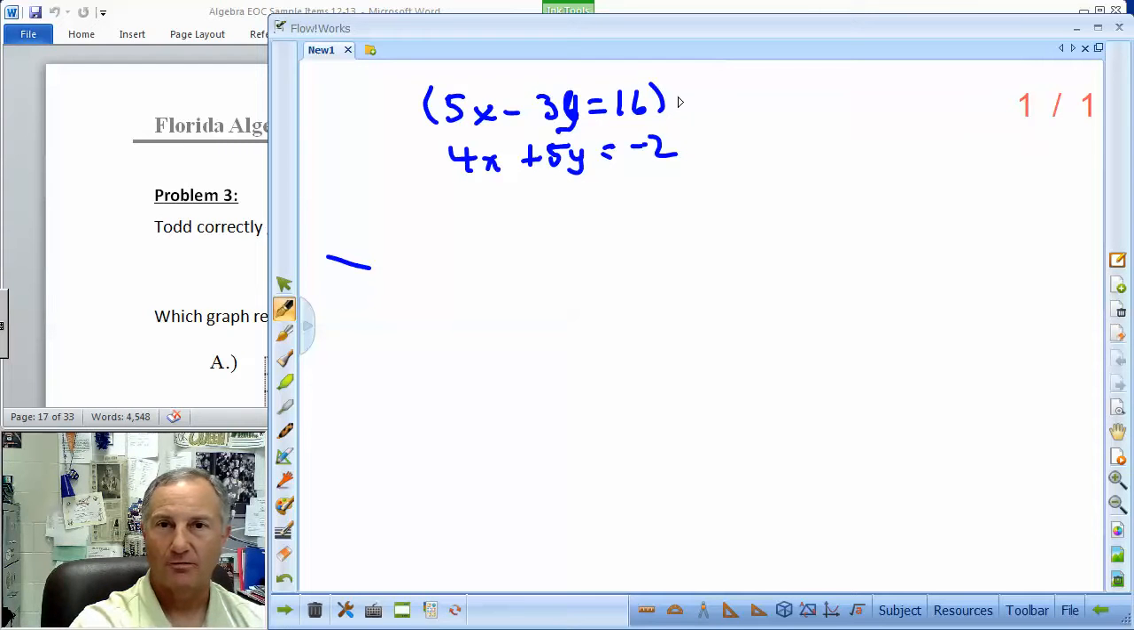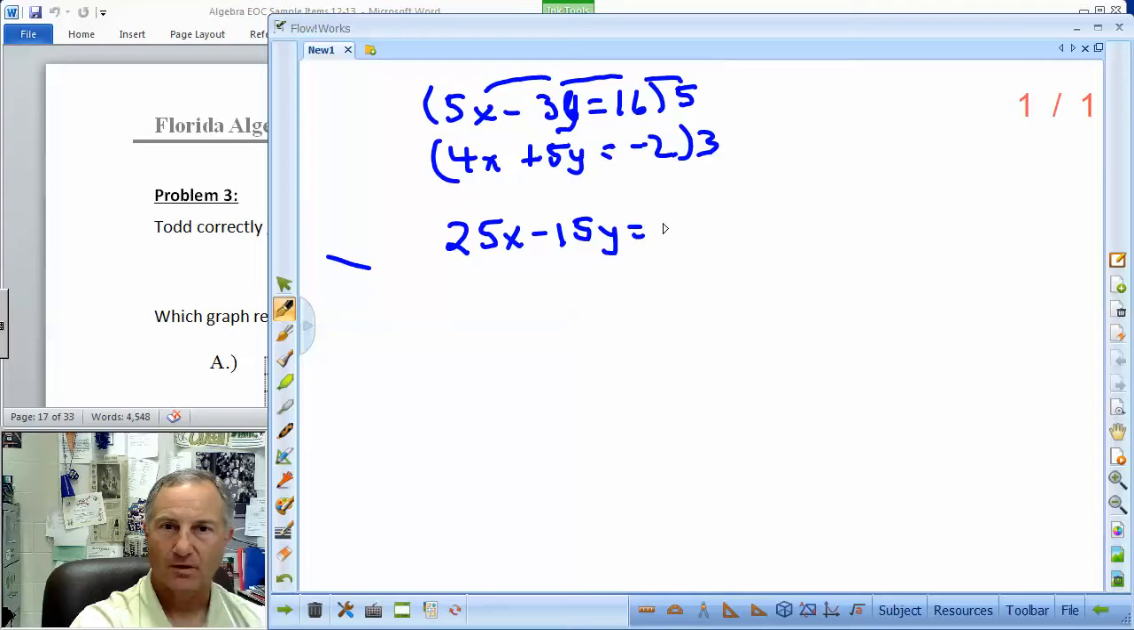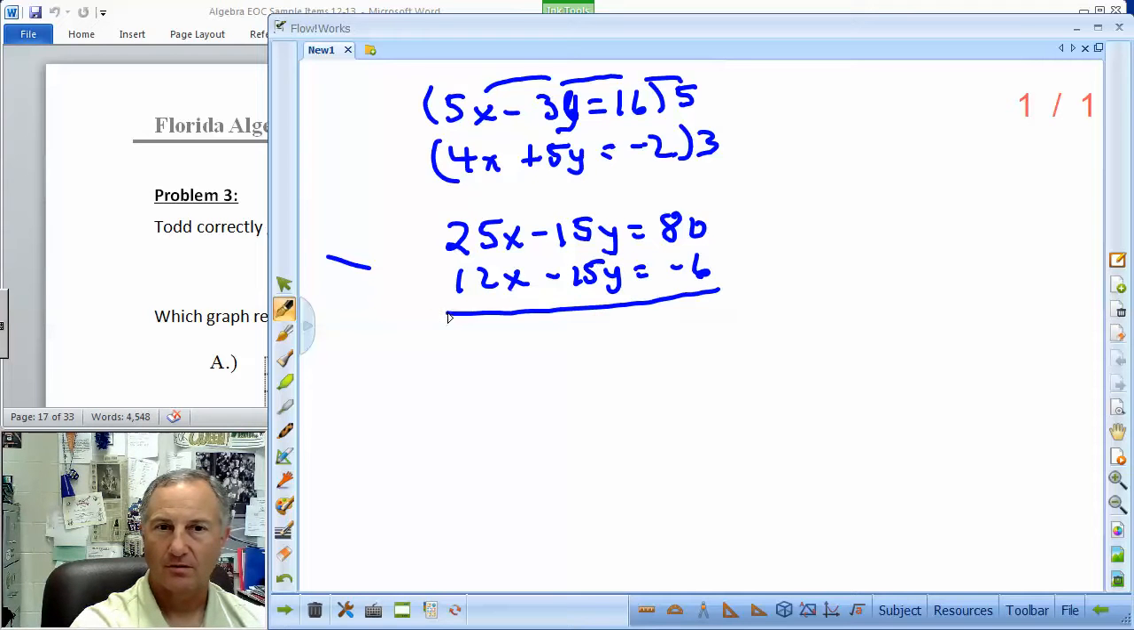3 and 5 both go into 15, so I'm going to multiply by 5 here and 3 here. When I rewrite that first equation, I'm going to get 25x minus 15y equals 80. Make sure you multiply by each and every term. Now times 3 on the bottom: 12x plus 15y equals -6. Add them up. My y's cancel out. I get 37x equals 74. Divide the 37 over. x is 2.